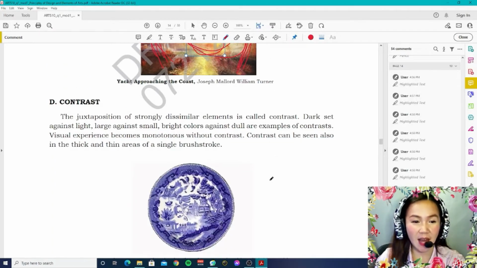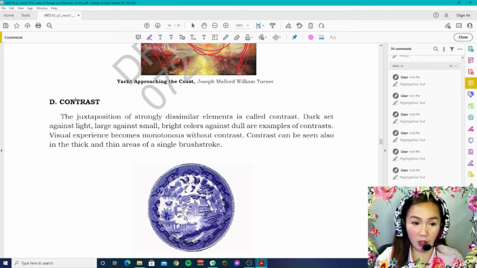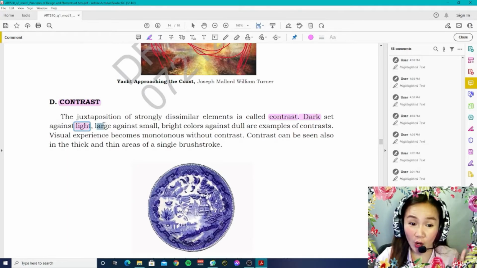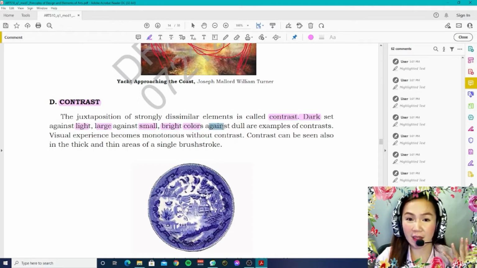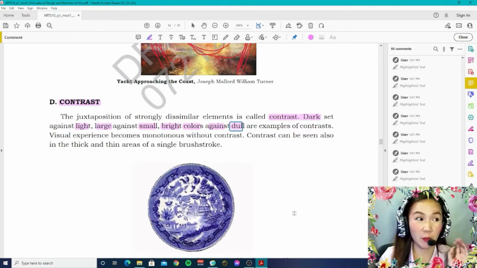Okay? Now, let's have contrast. This is the fourth principle of design. Contrast. Okay. Now, what is contrast? The juxtaposition of strongly dissimilar elements is called contrast. Okay? Now, dark set against light. Okay? Large against small. Bright colors against dull are examples of contrast. Kumbaga, magkabaligtad. Dark, light. Large, small. Bright, dull. Okay?